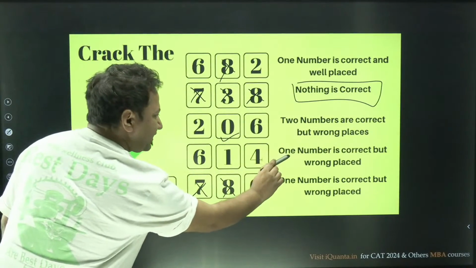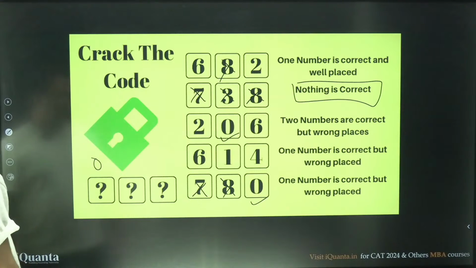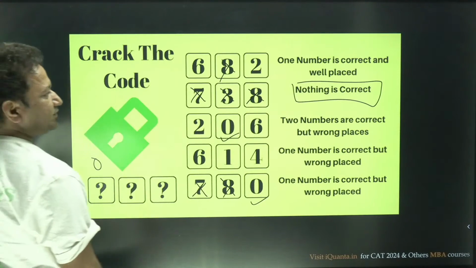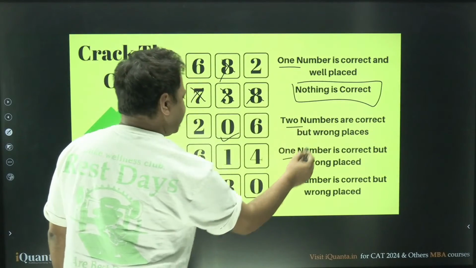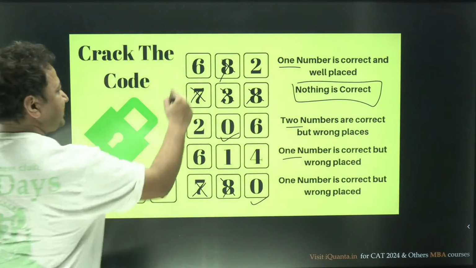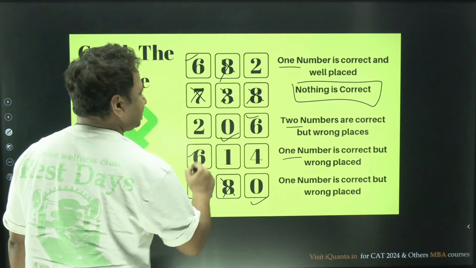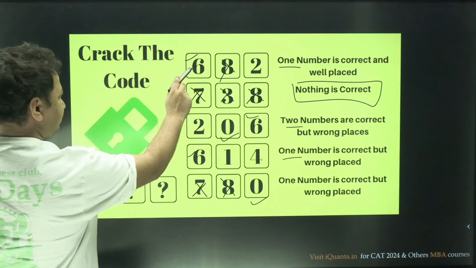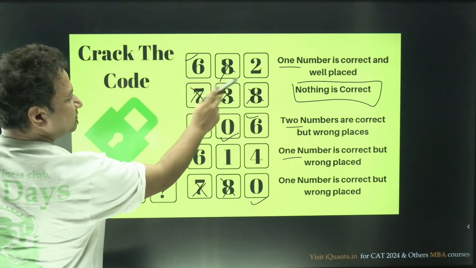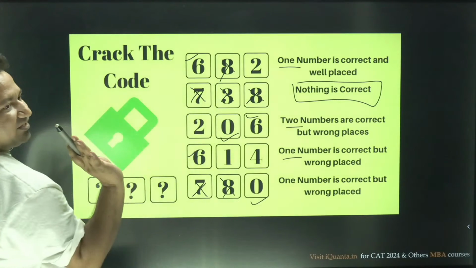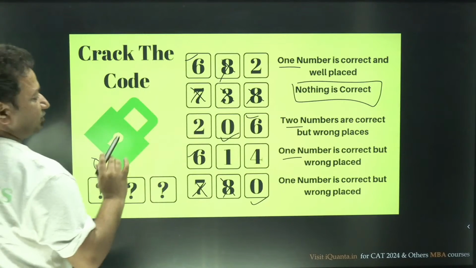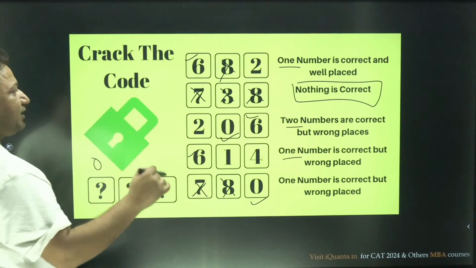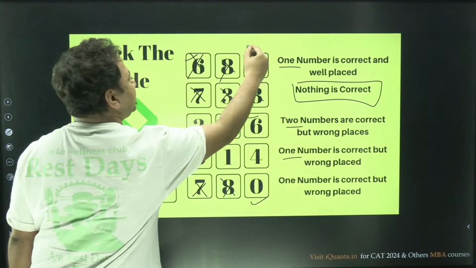Here one number is correct but at wrong place. So as we can see, one number is correct. 2 numbers are correct. So 6 is common to all of them. That means 6 has to be correct. It is correct and well placed? No. It's not well placed because at the first position we have 0. Having said that, we come to the conclusion that 6 is not correct. 2 has to be correct.